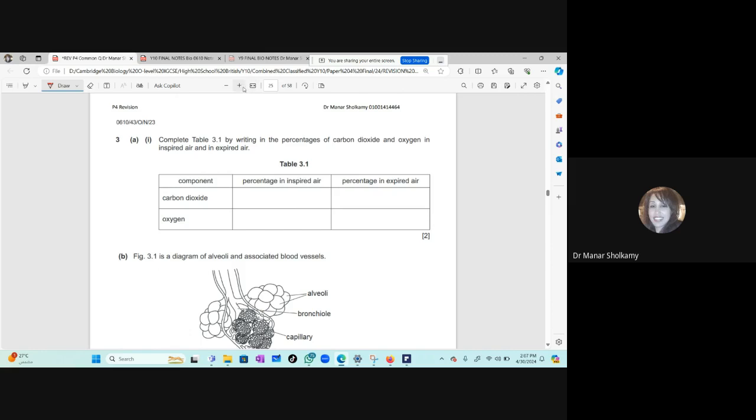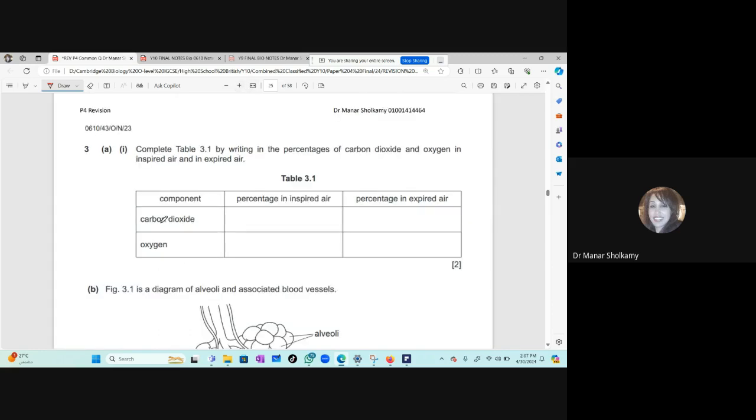Okay. Now the percentages. You need to memorize those numbers. Carbon dioxide in inspired air. What is the percentage? 0.04. Very good. And outside expired air.